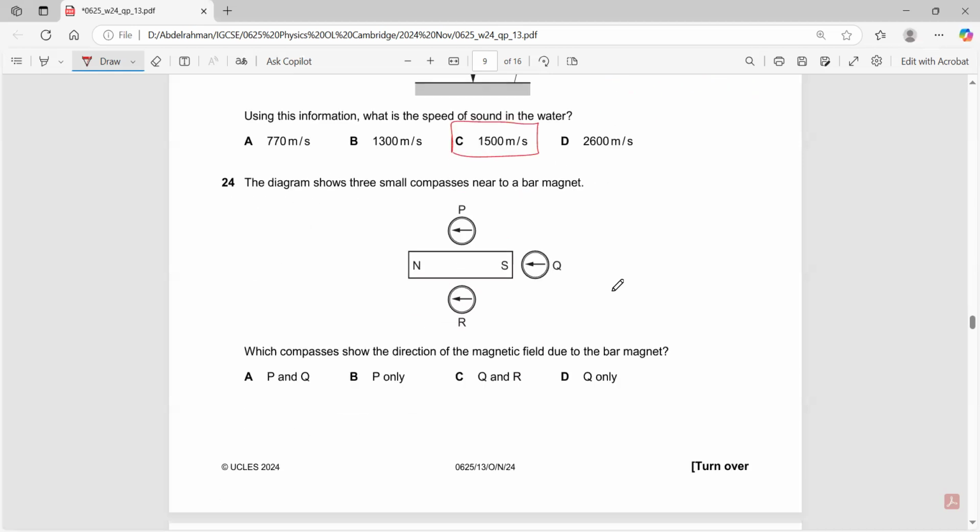The diagram shows 3 small compasses. Which compasses show the direction of the magnetic field due to the bar magnet? You have P, Q, R. The magnetic field goes from the North Pole to the South Pole, right? In this direction. Is P correct? No, it's not correct. Again, from the North Pole to the South Pole. Is R correct? No, again, it is wrong. Into the South Pole, yes, it's moving into the South Pole. So only Q would be correct. Right?